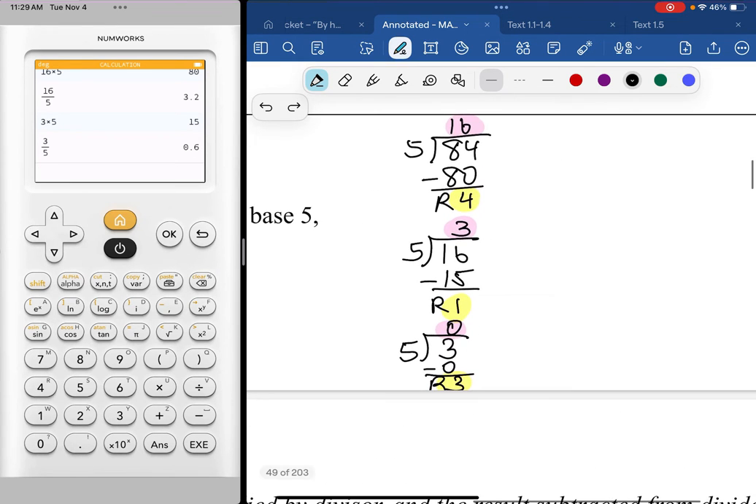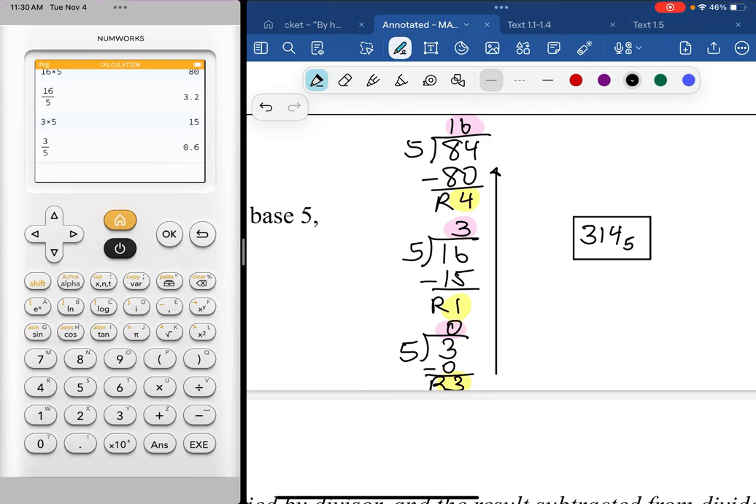All right? So taking my remainders from bottom to top, I'll take the 3, I'll take the 1, and I'll take the 4, and I'll put a little subscript there. Anytime it's not base 10, you want to put a subscript, because if I write down a 3-digit number, anybody looking at it is going to say, okay, that's 314. But this is actually 314 in base 5, right?